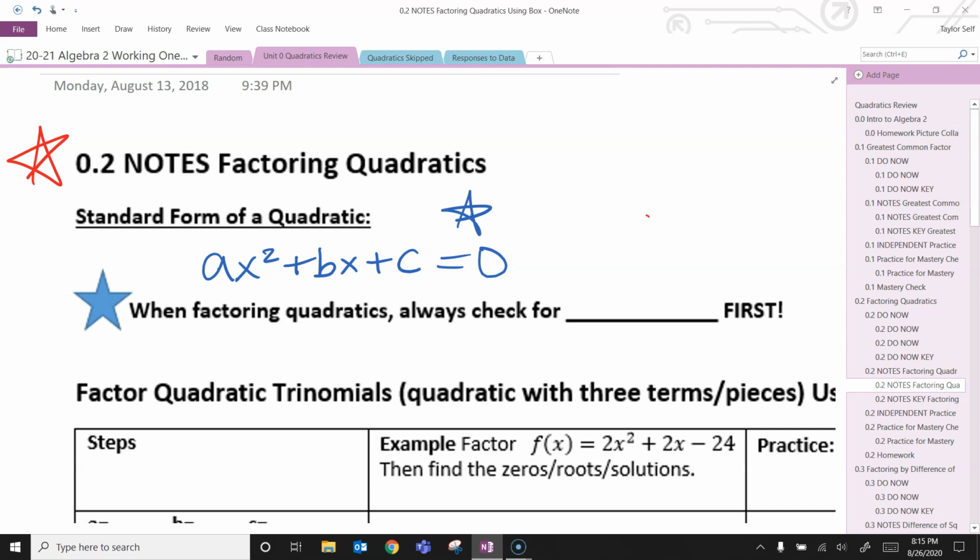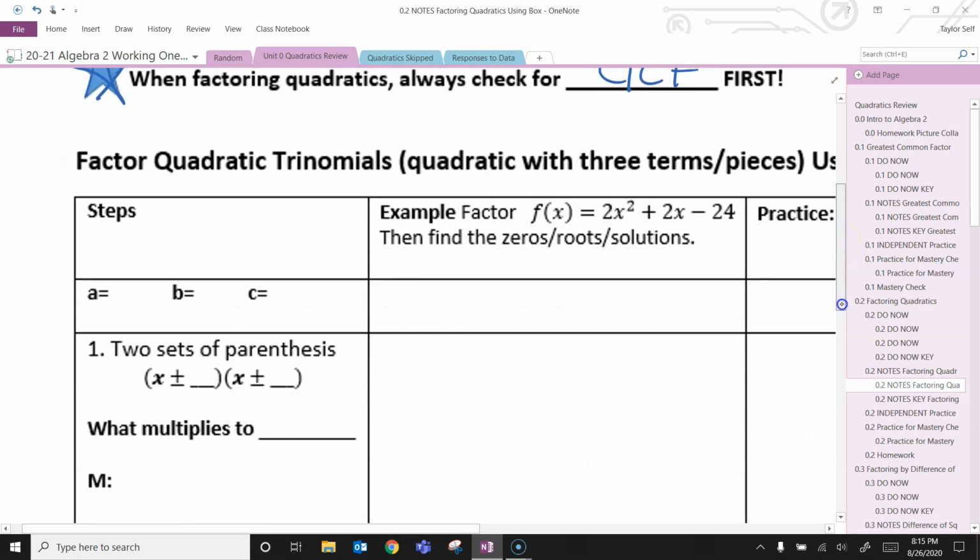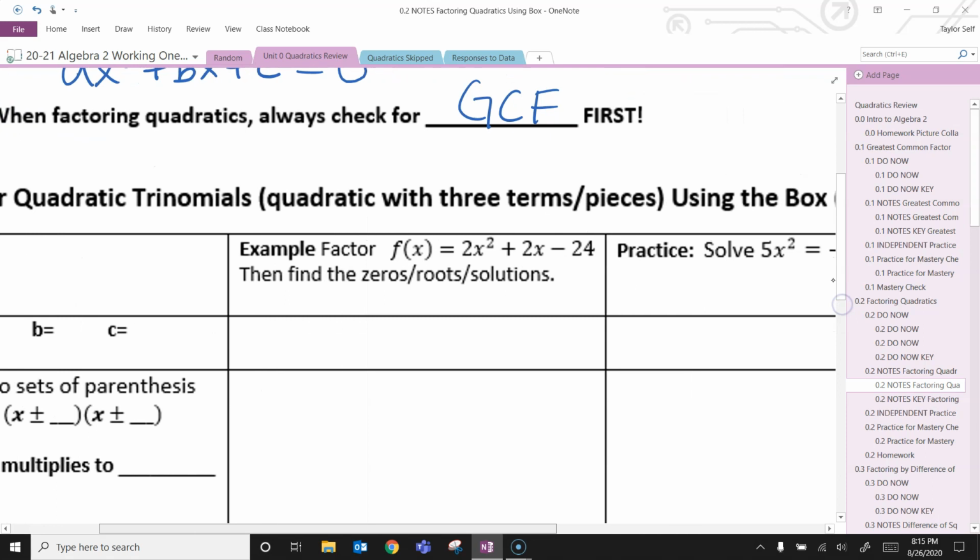All right, when factoring a quadratic, what should you always check for first? What did we do yesterday? Greatest common factor. So write that down. That's important. Always check for a GCF first, a greatest common factor first.